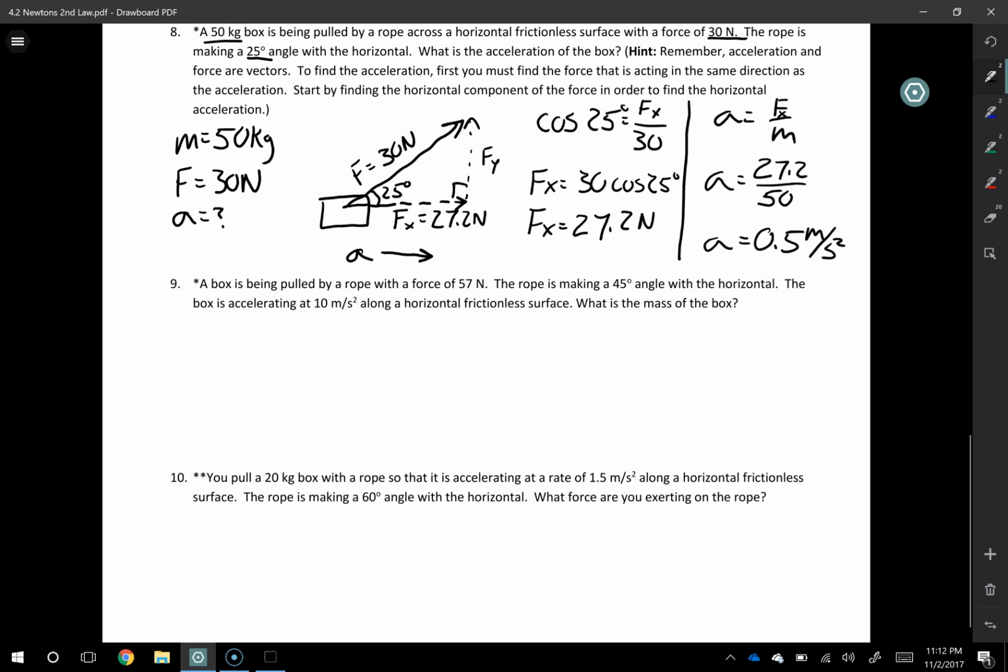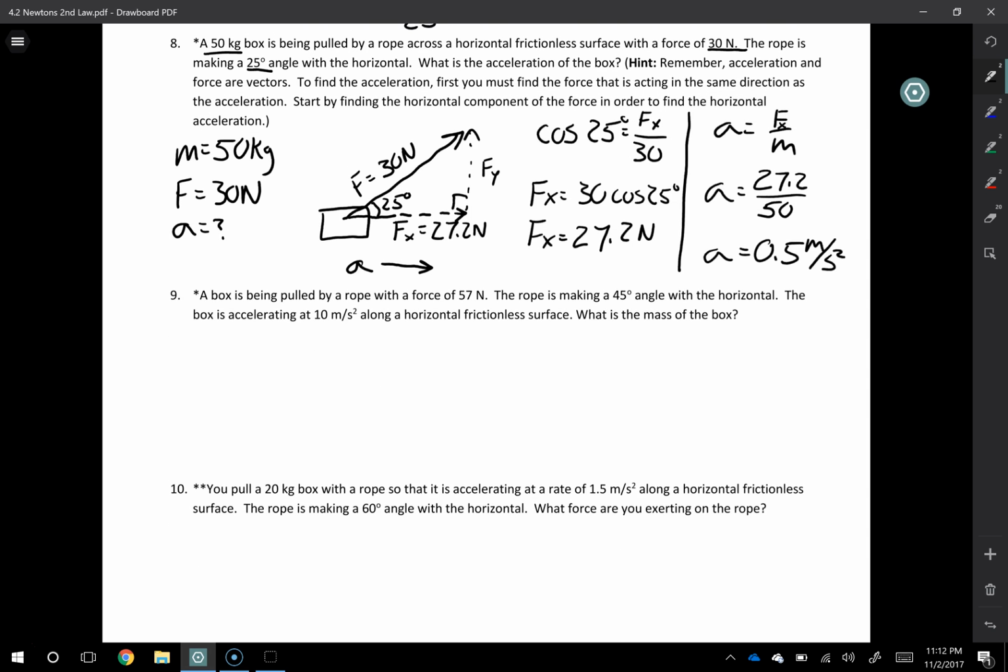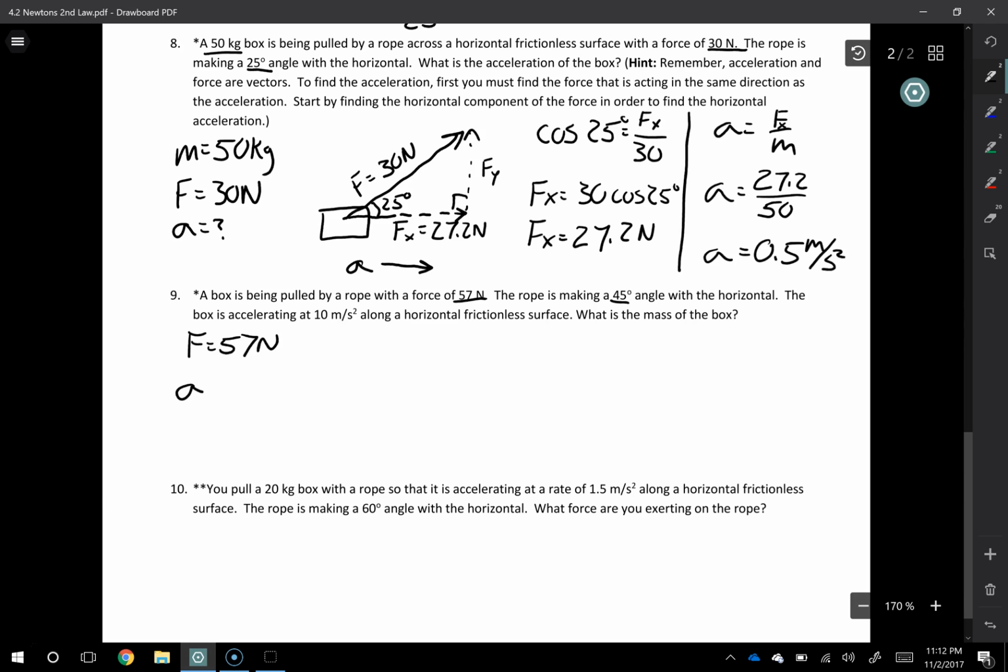All right. Number 9, kind of similar. It says a box is being pulled by a rope with a force of 57 newtons. The rope is making a 45-degree angle with the horizontal. The box is accelerating at 10 meters per second squared. Now they tell you the acceleration, and they're asking for the mass of the box. Kind of strange. Remember, it's at this 45-degree angle.